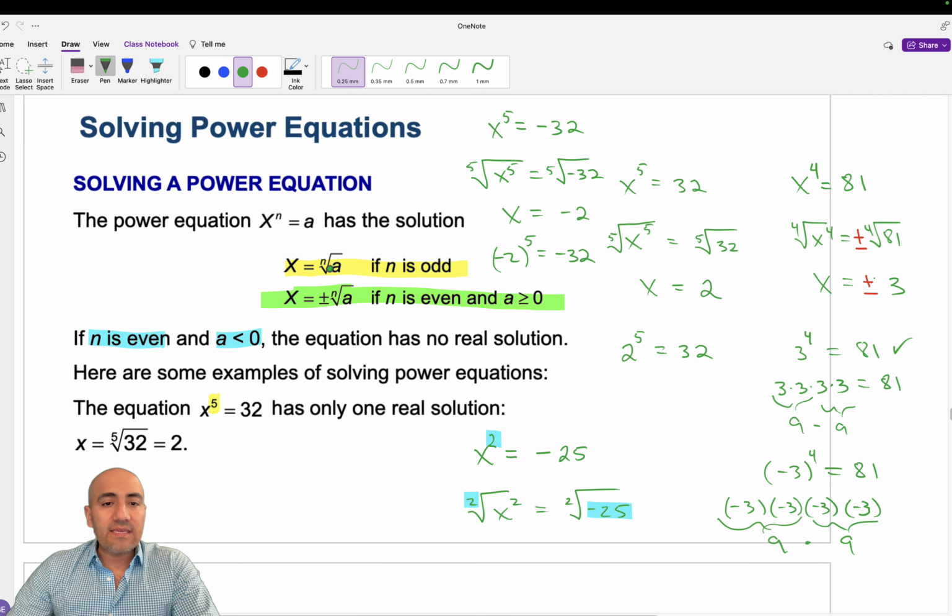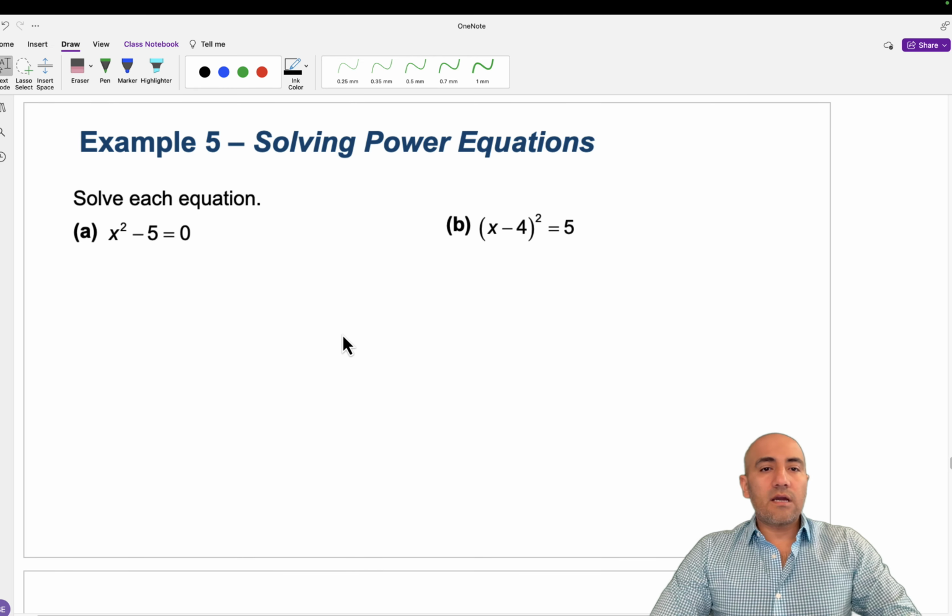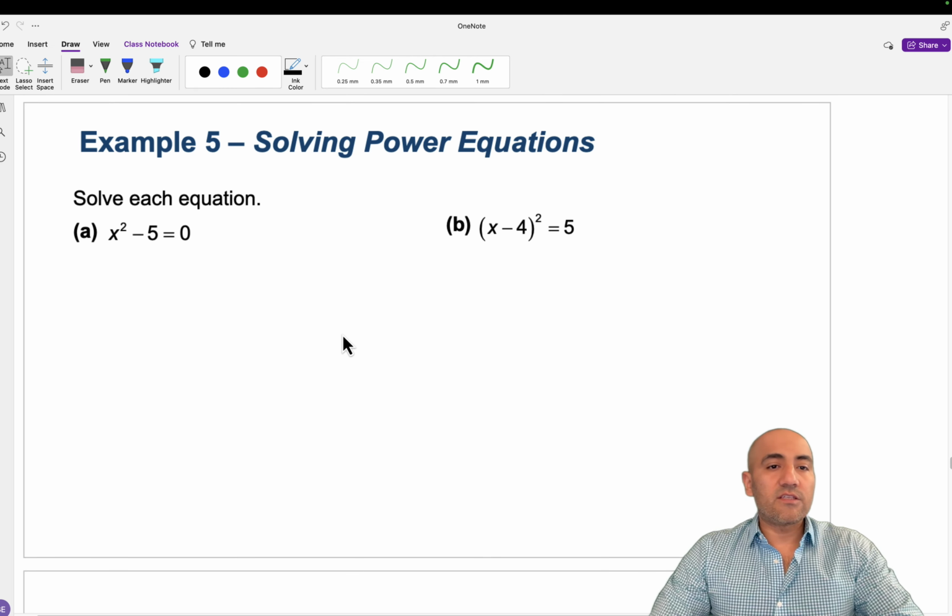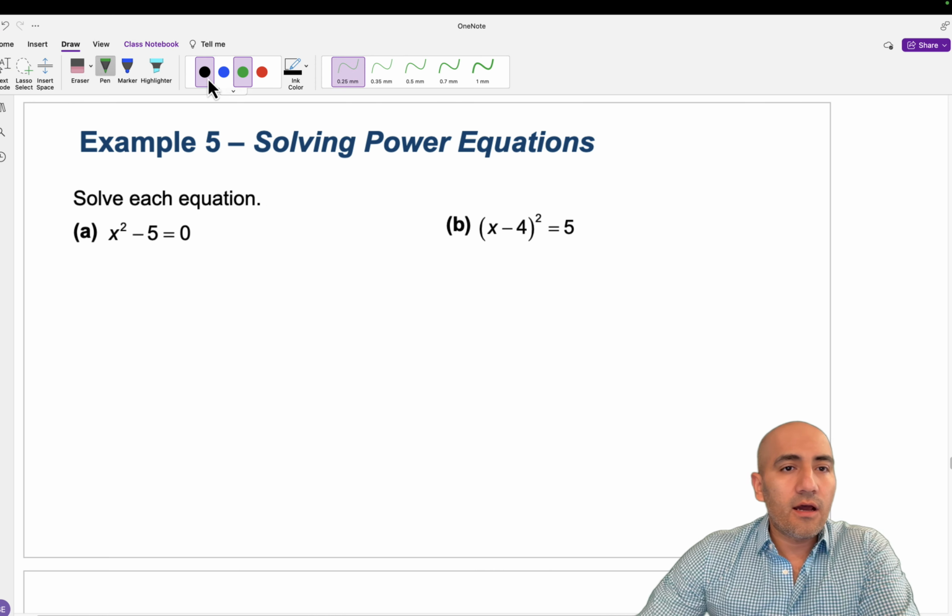Okay, so when the index is odd, then it's just the answer. Take the nth root of both sides. That might be a positive or a negative answer. When the index is even, then we have to take the nth root, but also notice that there's a plus or minus case we have to introduce. Okay, so here's a couple of examples. Say we wanted to solve each of these.